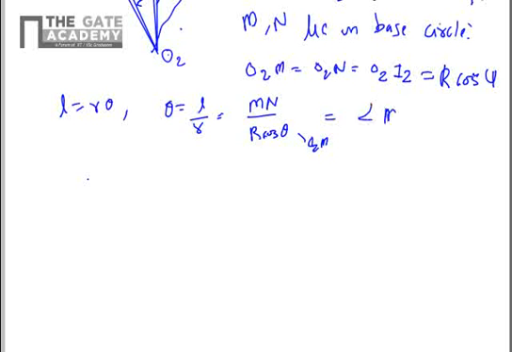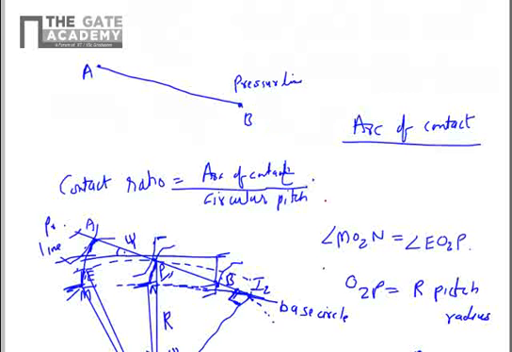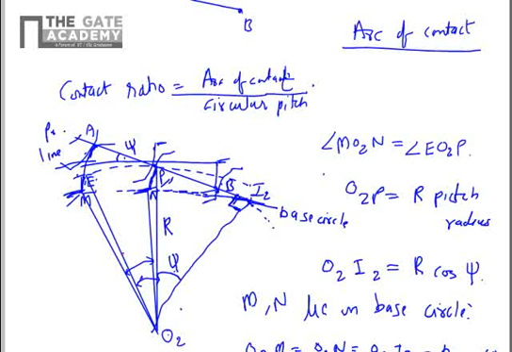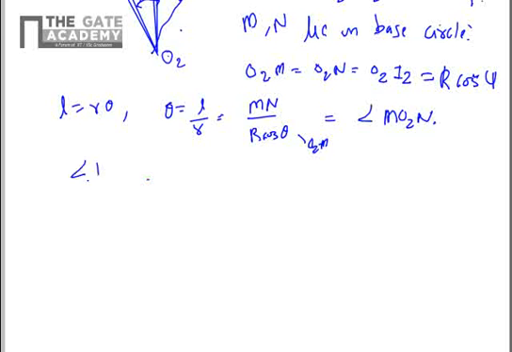So this will be equal to angle MO2N. Similarly, in this triangle, the angle EO2P will be equal to arc EP, this arc, divided by the radius. Radius is R. So angle EO2P is equal to EP by R, and angle MO2N is equal to MN by R cos xi.